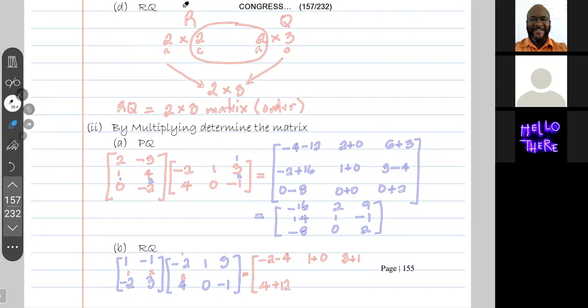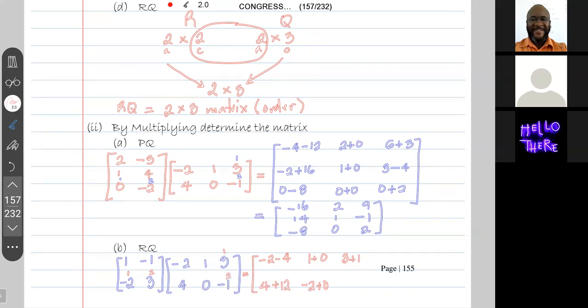Now, sticking with the bottom row, but moving on to the middle column. First element in the row by the first element in the column, second element in the row by the second element in the column. Minus 2 times 1 is minus 2, and then 3 times 0 is 0. And then now, lastly, bottom row, right column. That will give us the bottom right element for the answer, the last element.